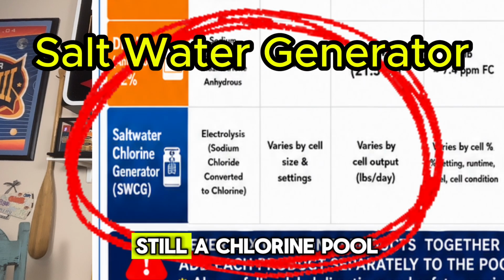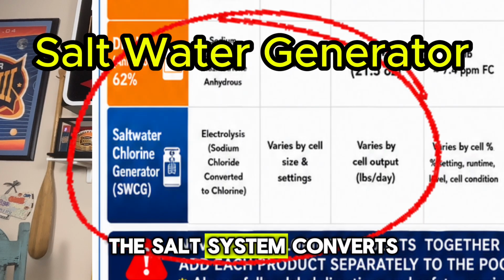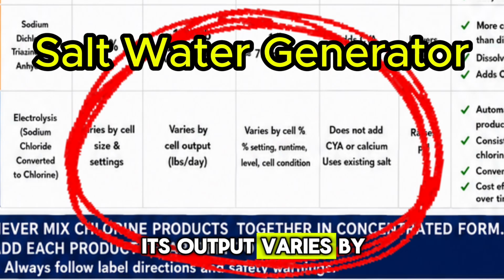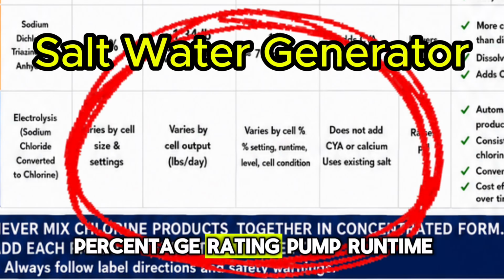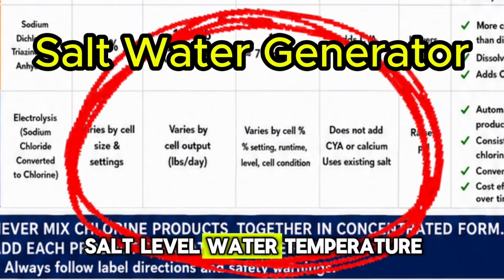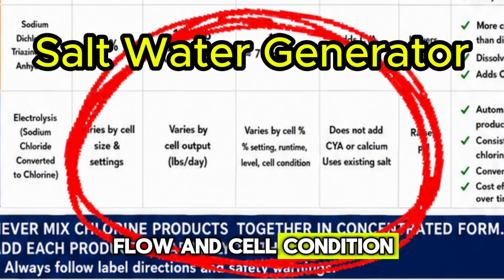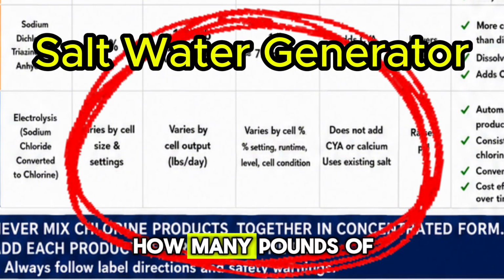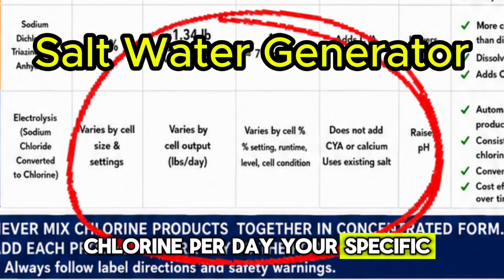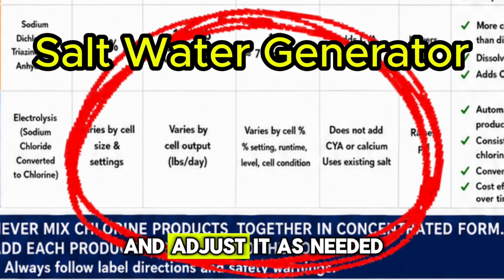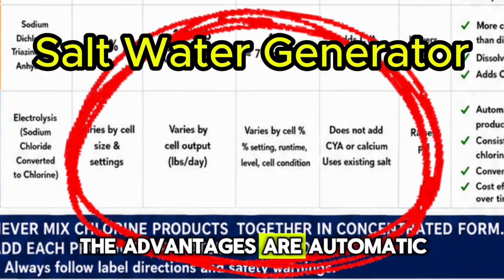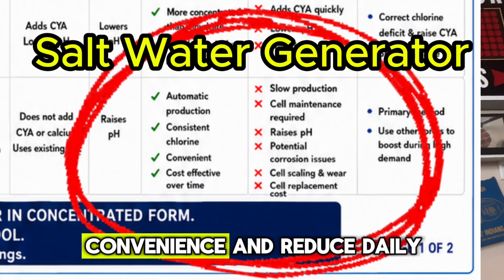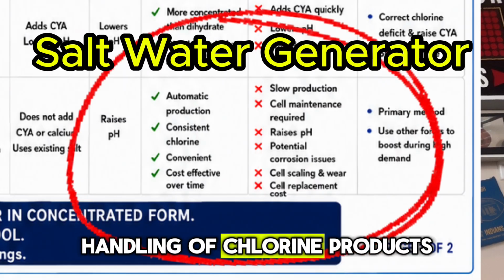A salt pool is still a chlorine pool. The salt system converts chloride already in the water into chlorine. Its output varies by cell size, percentage rating, pump runtime, salt level, water temperature, flow, and cell condition. There is no universal dose. You must know and track how many pounds of chlorine per day your specific cell can produce and adjust it as needed.